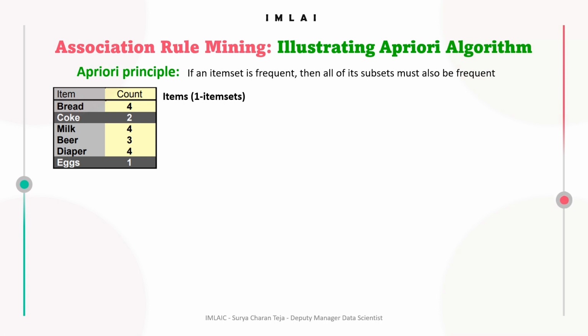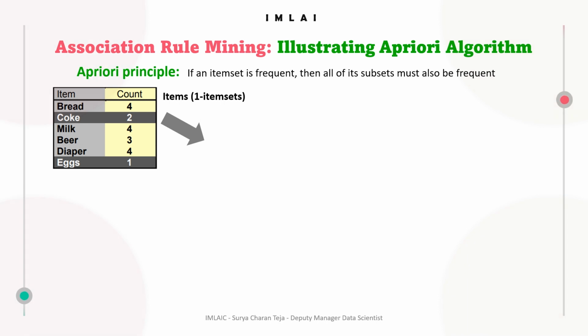This transaction data consists of bread, a count of 4, coke, a count of 2, milk, count of 4, beer, count of 3, diaper, count of 4, eggs, count of 1. So the first step, obviously, is item sets with a length of 1. Each item set consists of only one item, so we can also call them one item sets.